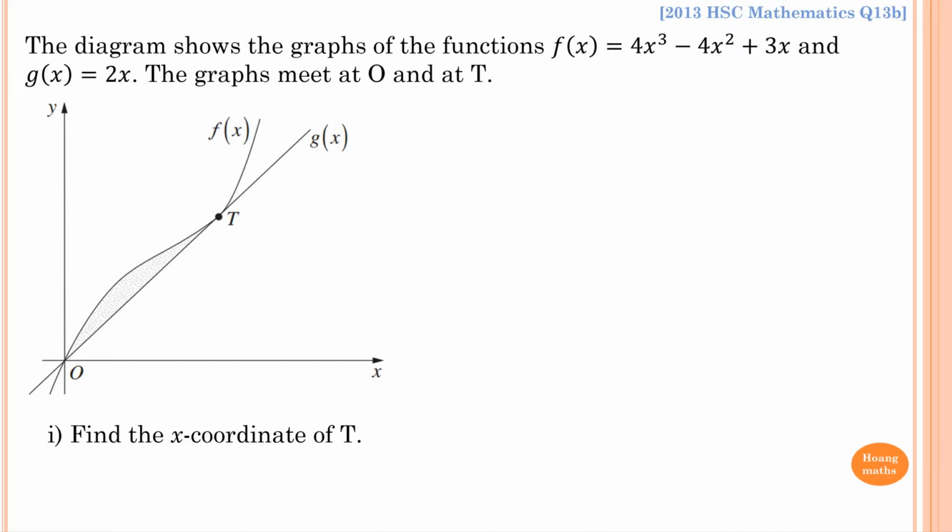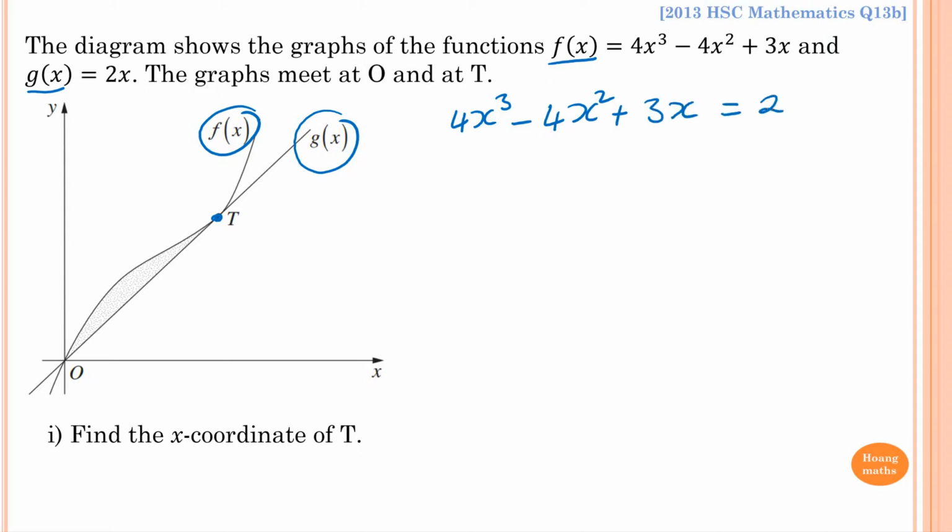At T, this means that f(x) is equal to g(x). So this is where they both are equal. So 4x^3 minus 4x^2 plus 3x is equal to 2x. So I just move the 2x to this side.